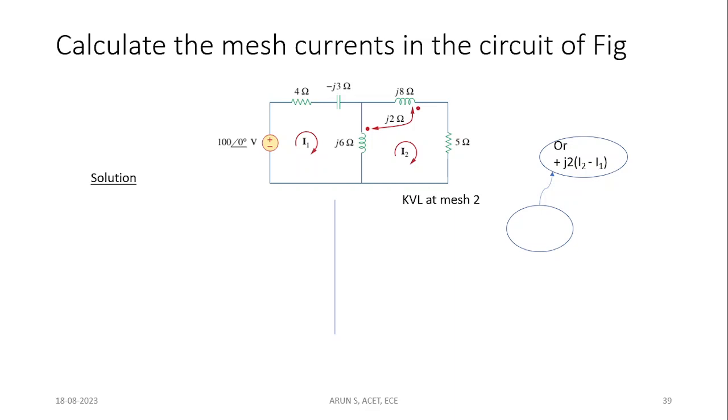Okay, see here, loop 1 has current I1 and loop 2 has current I2. So if I apply KVL at loop 1, what will I get? I will get minus 100 angle 0, because I1 is entering negative, leaving positive. So minus 100 angle 0 plus 4 I1 minus 3J I1. Okay, so I have written this and this.